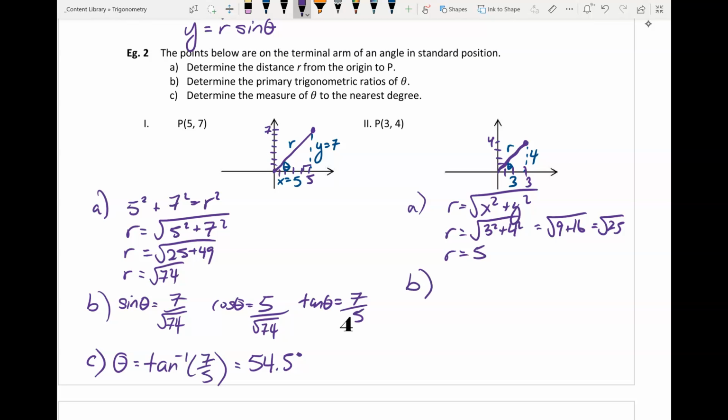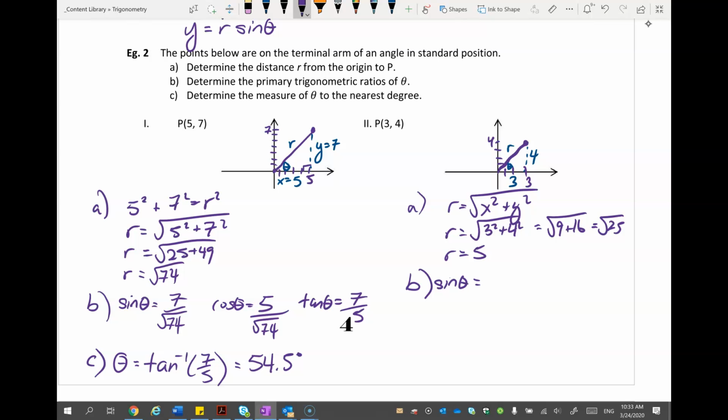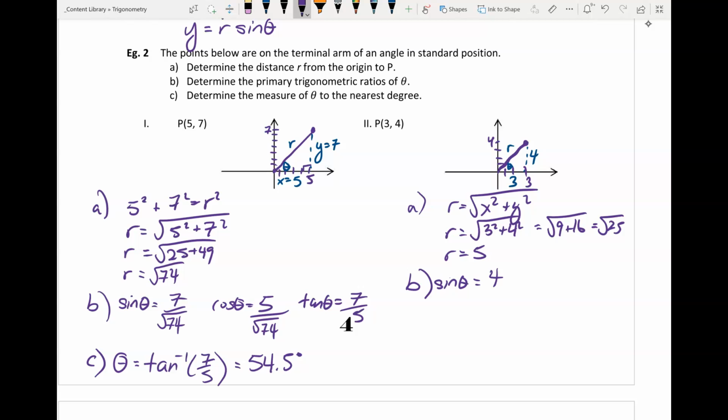Now we're going to find our primary trig ratios. So one for sine and then cos and tan. So sine theta is opposite over hypotenuse. In this case, our opposite is 4. Our hypotenuse r is 5. Cosine is adjacent over hypotenuse. Our adjacent is 3. Our hypotenuse is 5. And then lastly, for tan theta, that's opposite over adjacent, which is 4 over 3.